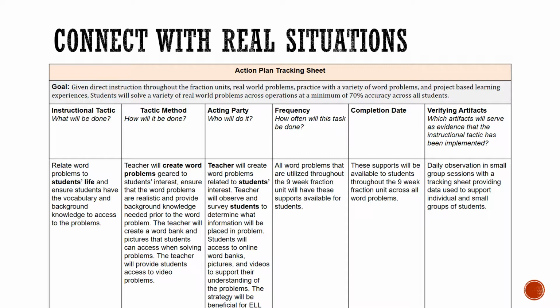The teacher will observe and survey students to determine what information they should place inside of the word problems. This strategy can be used throughout the unit and also throughout the year of the student's learning. The completion date is once again through their summative assessment, and verifying artifacts will be observation in small groups using a tracking sheet so it can help provide more data and support for the individual student and small groups of students for the teacher.